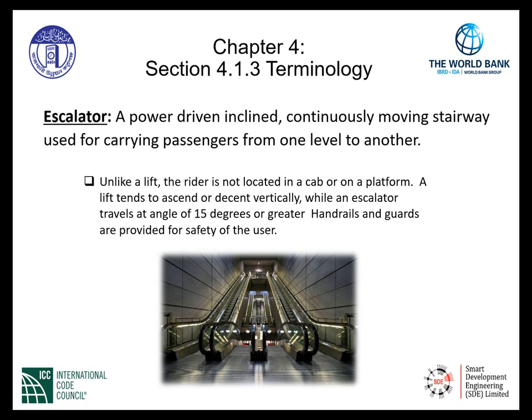As indicated in the picture below is a description of an escalator. As you will see, it is well equipped with handrails and moving stairs that ascend or descend from one floor level to another.